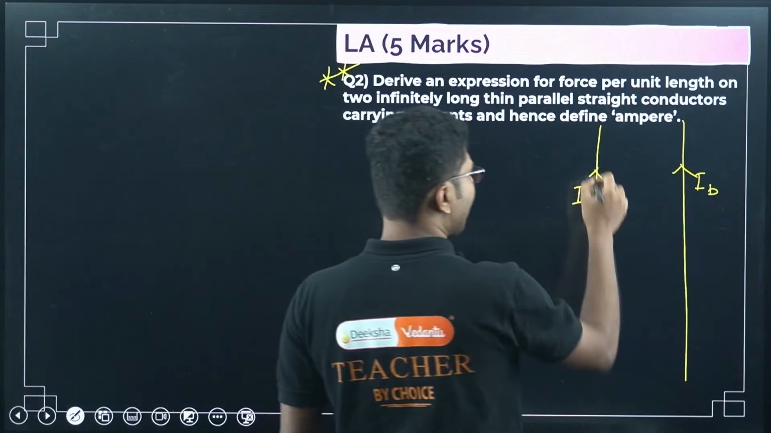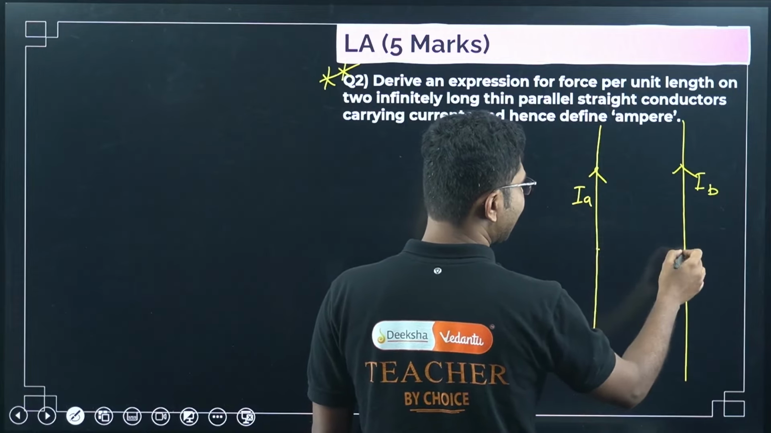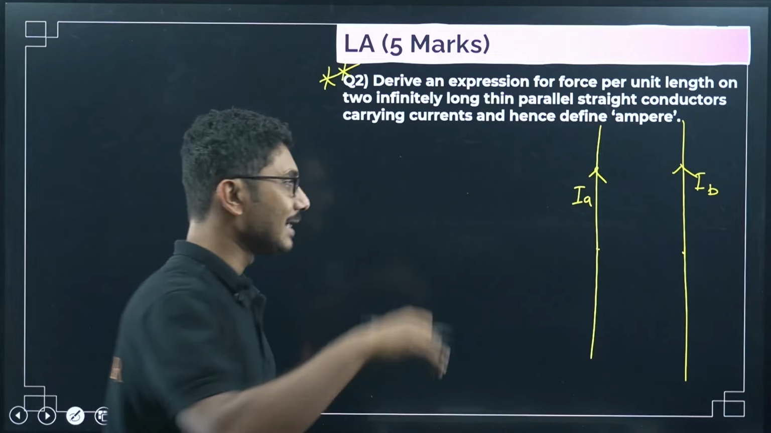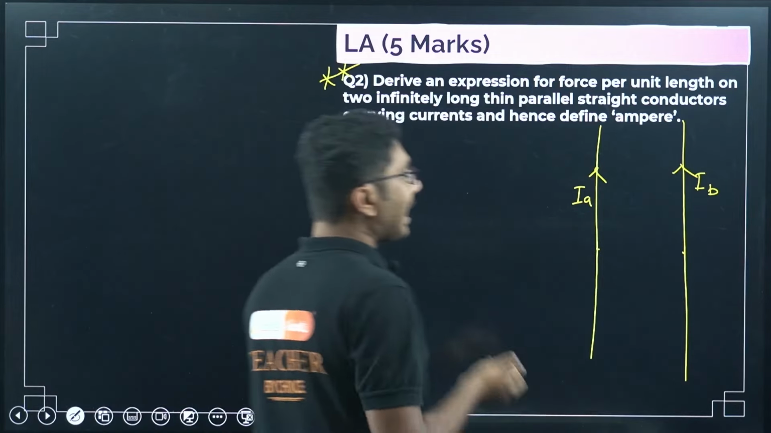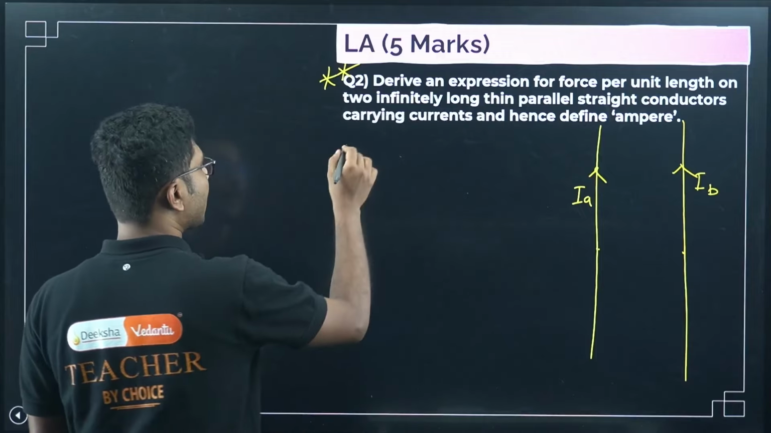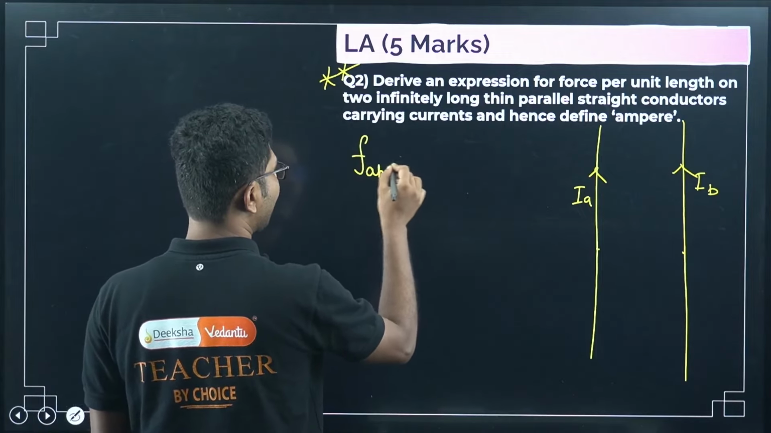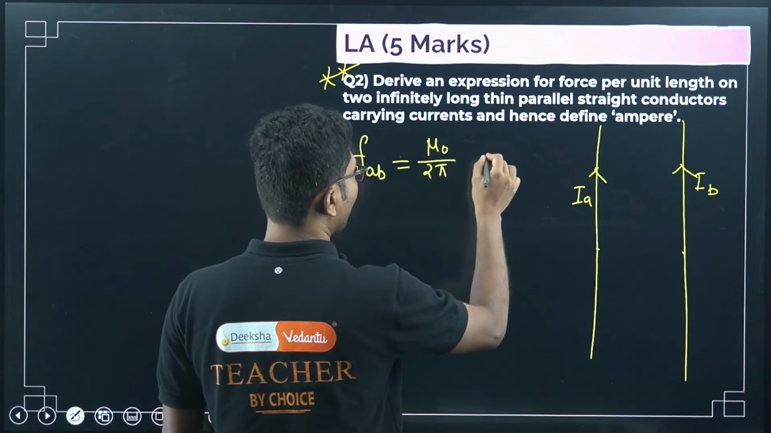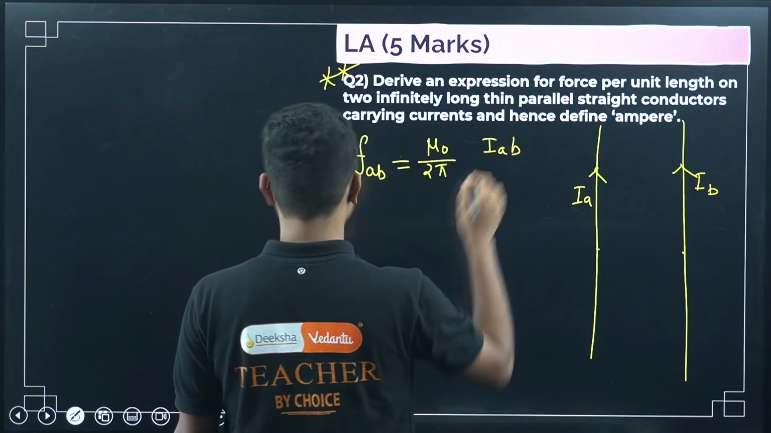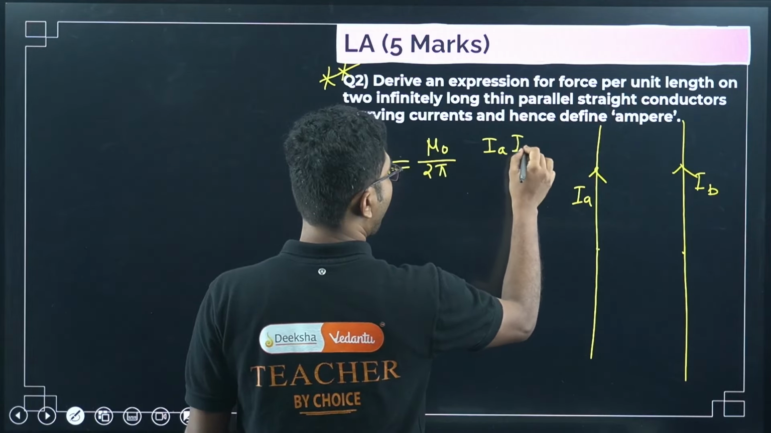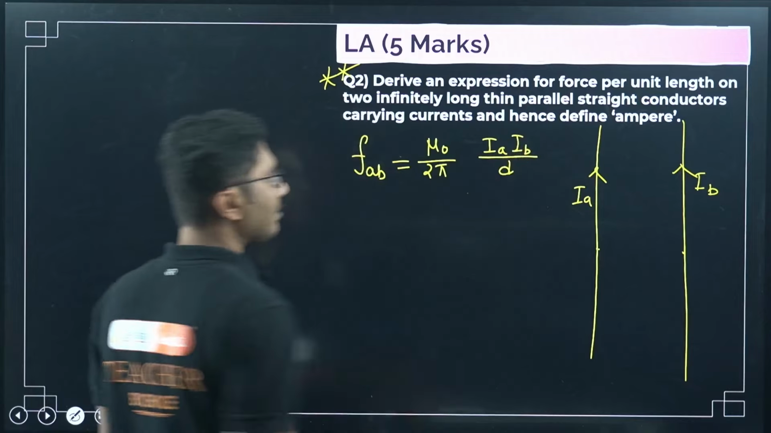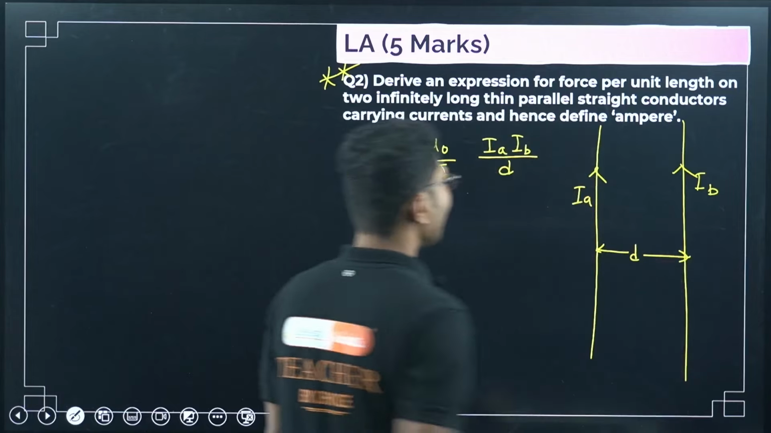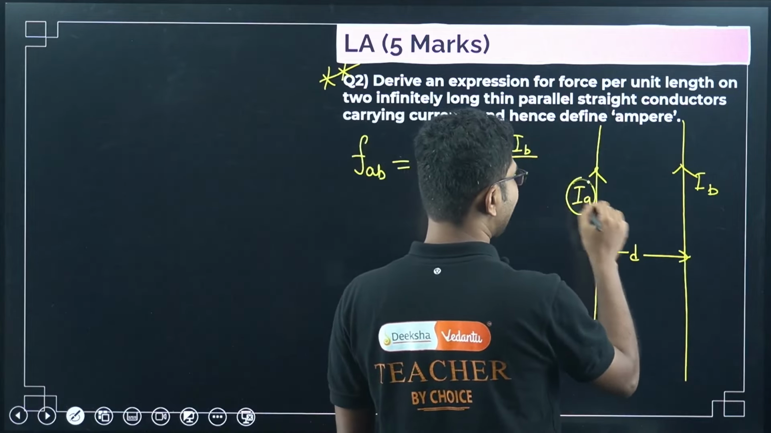Now first you have to find the magnetic field due to this current carrying wire here, then apply the formula for force acting on this, BIL sin theta. Sin theta is 90 degree, so sin theta will be 1, and then you have to apply the force per unit length. So it will come out to be F_AB equals mu naught by 2 pi, IA IB by D. If you remember the distance between them is D, you have to derive this. Derivation is easy. Again, first you have to find the magnetic field due to this current carrying wire here.